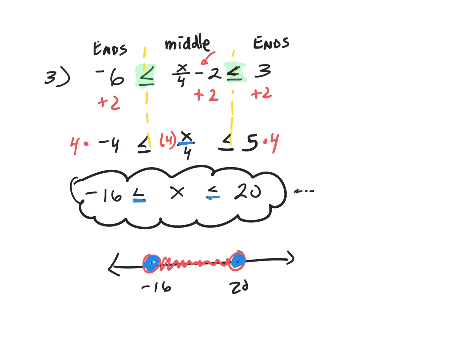So this is known as a between statement. We're talking about the numbers that are between -16 and 20. Let's try a couple more. Why don't you maybe try the next one?